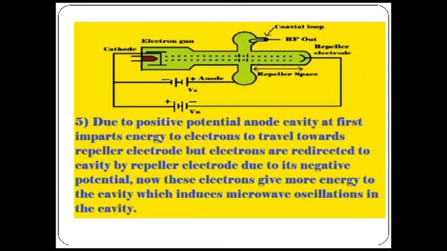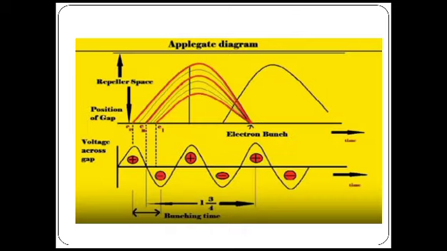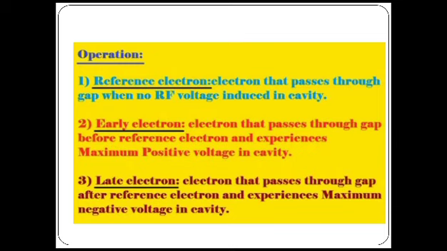Due to positive potential, the anode cavity first imparts energy to the electrons to travel towards the repeller electrode, but the electrons are directed back to the cavity by the repeller electrode due to its negative potential. Now these electrons give more energy to the cavity, which induces microwave oscillation in the cavity. The Applegate diagram indicates how electrons are bunched in the repeller space with respect to time.